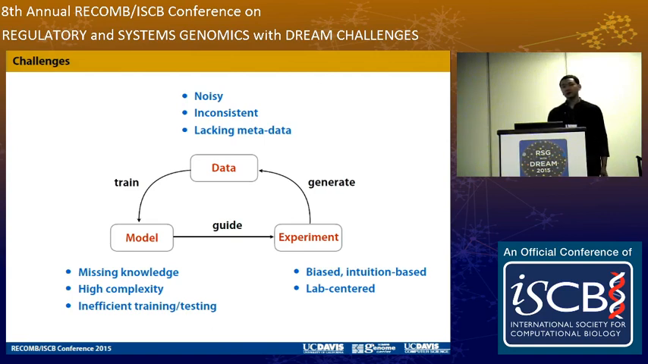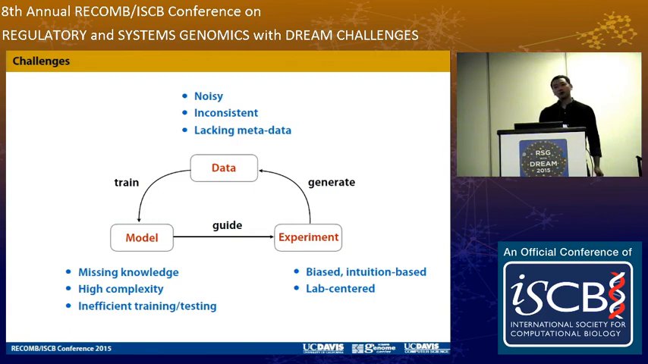First is the data challenge. Often we have noisy, inconsistent, and metadata-lacking data sets once we combine all the different data sources from publicly available repositories, which makes it harder to build an accurate model.